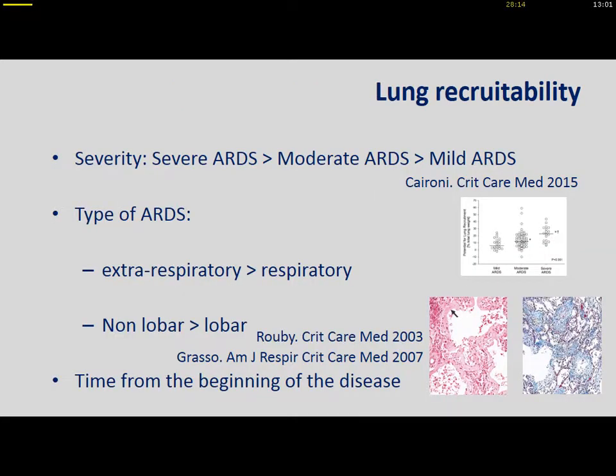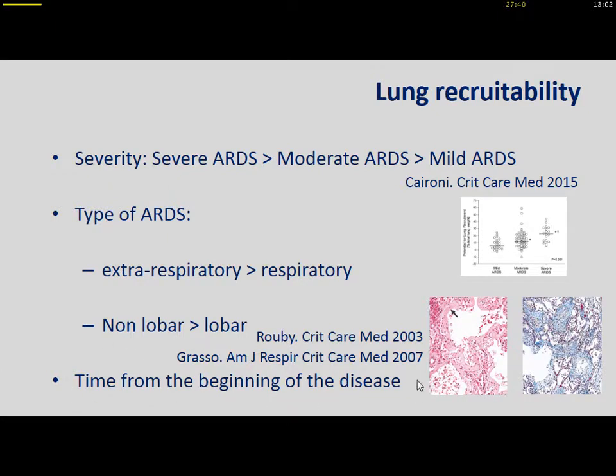So, can we predict lung recruitability? Well, it's not easy at the bedside. We know that according to the severity, the more severe ARDS has more potential of recruitability than the moderate or mild ARDS. The type of ARDS also is important. Extra-respiratory injury has usually more potential than respiratory injury. Non-lobar ARDS on the CT scan or chest X-ray has more potential than lobar injury.